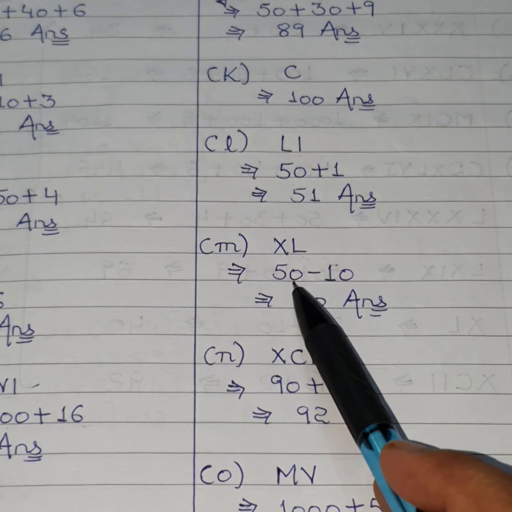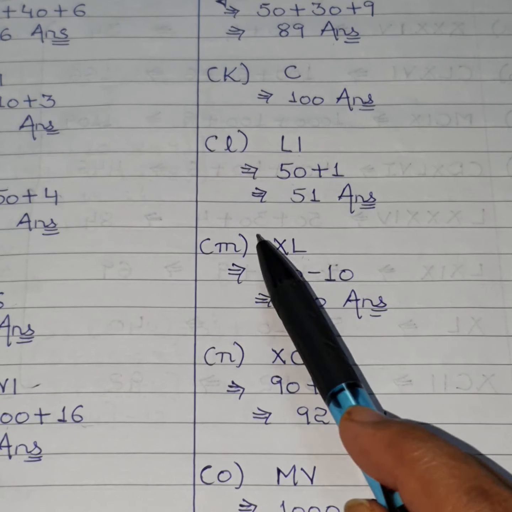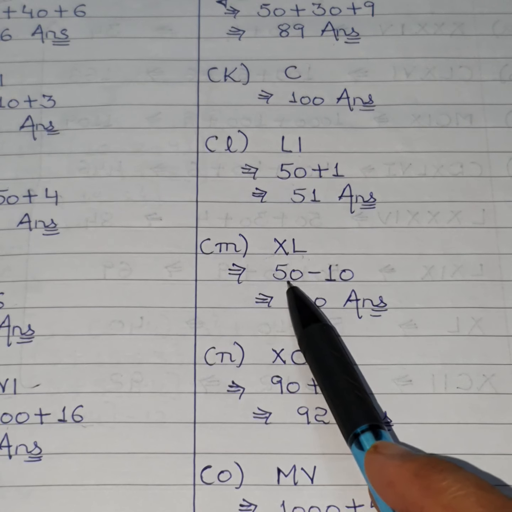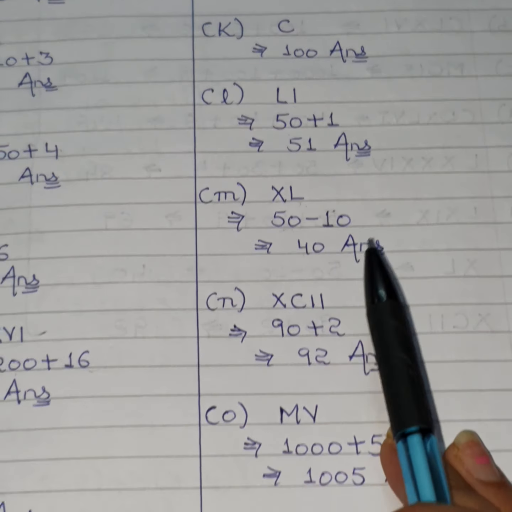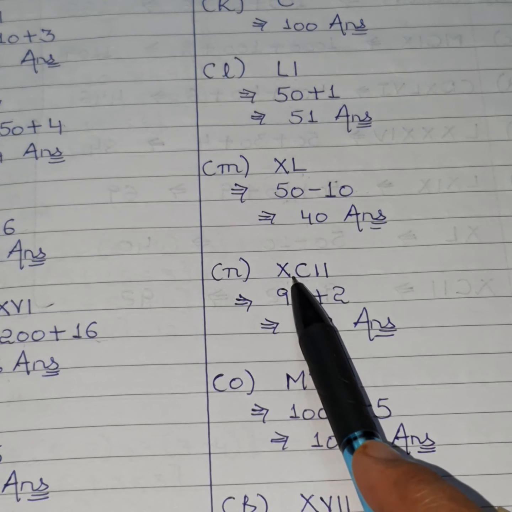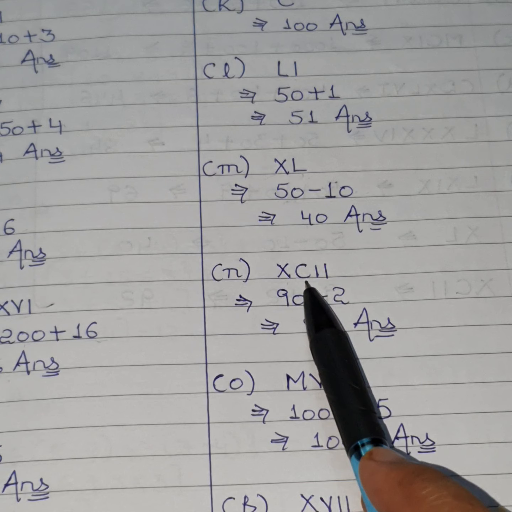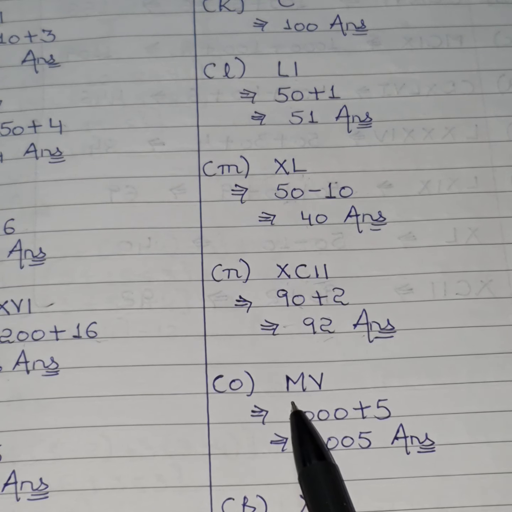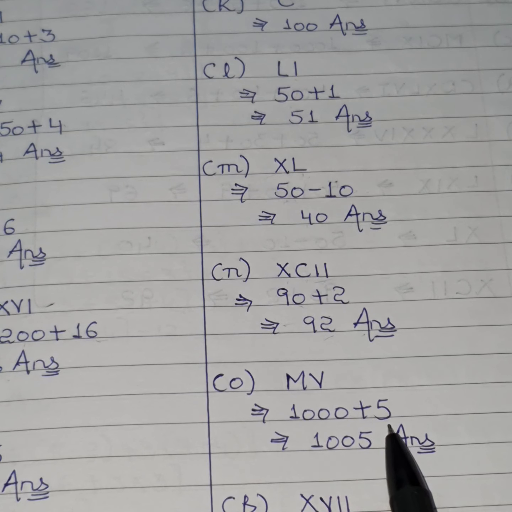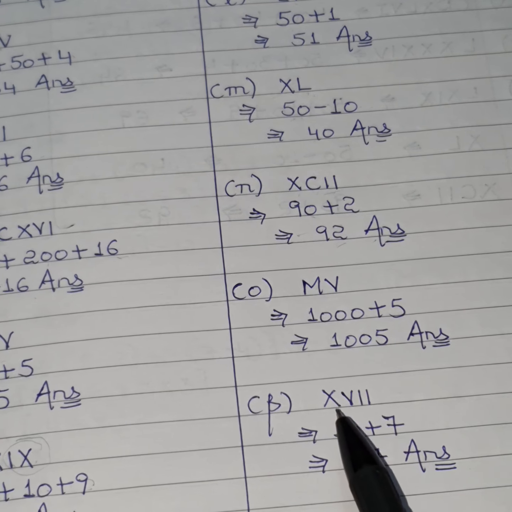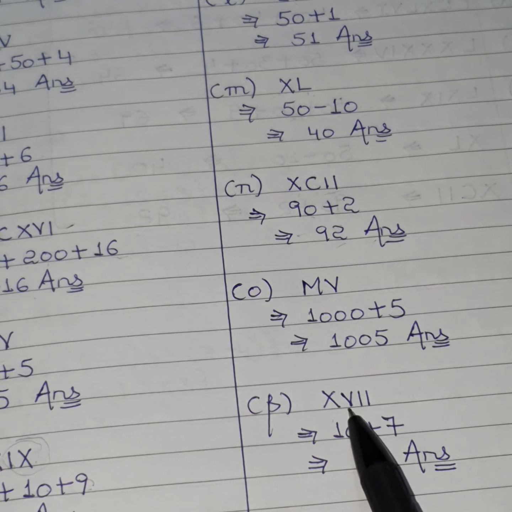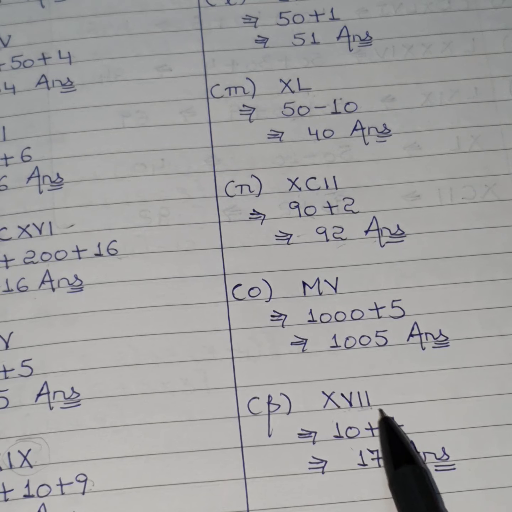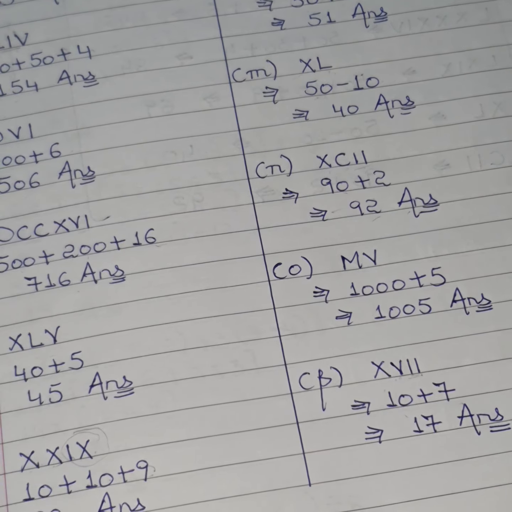XL, so L is 50 and then X is coming before L, means smaller is coming before bigger. So subtraction, so 50 minus 10 will be 40. Then XCII, again smaller is coming before bigger, so 100 minus 10 is 90 plus 2, so 92. MV, M you know is 1000 and V is 5, so 1005. Then next, XVII, X means 10, V and then 2 times I. So 5, 6, 7. So it is 7. So 17 is the answer.